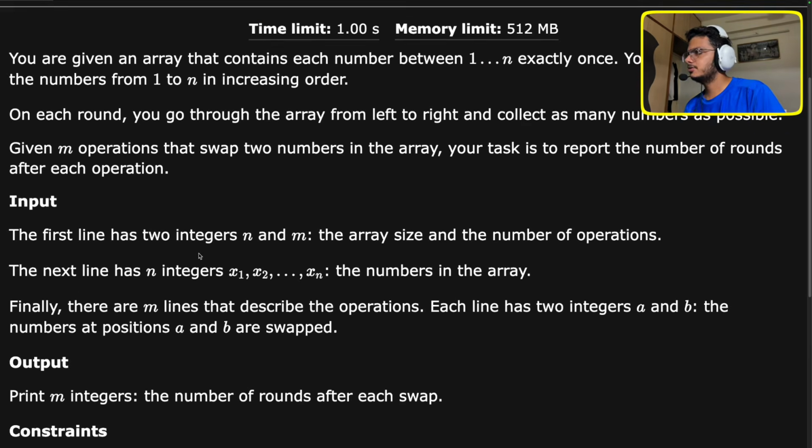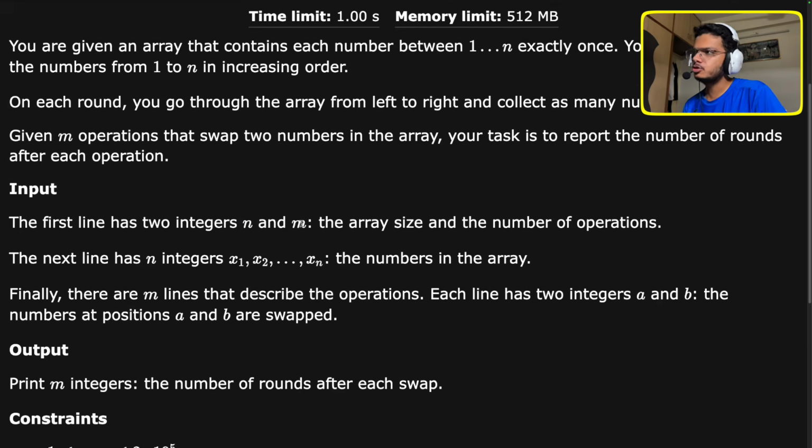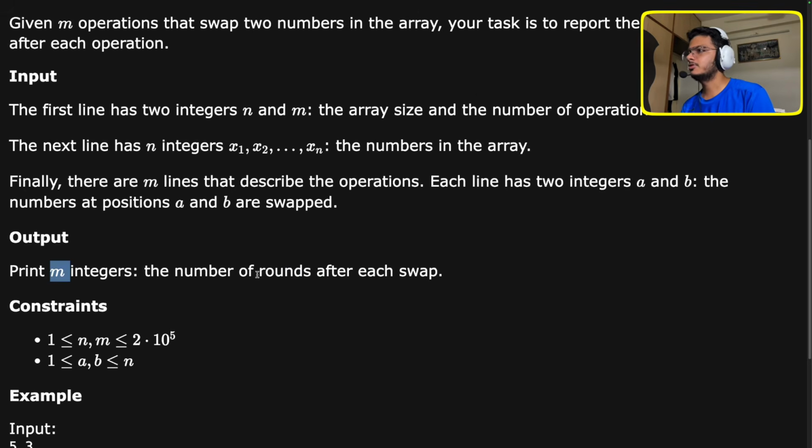If you see the input here, this time along with n, you also have m. This n defines the elements 1 to n exactly once, so you will also have an input array which has elements from 1 to n. Then the next m lines will describe the operations. An operation will just give you two integers a and b. These are the positions of elements which need to be swapped. What you have to print is, after you applied that swap operation, the number of rounds. So in the output you print m integers, the number of rounds after each swap.